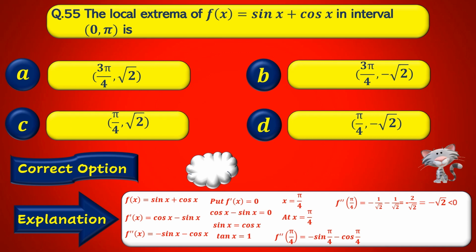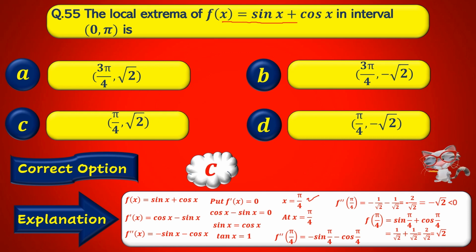Therefore, according to the second derivative test, the function has local maxima, and the maximum value A will be, if we replace x is equal to pi by 4 in the given function, we get f of pi by 4 is equal to square root of 2. So the correct option is option C.